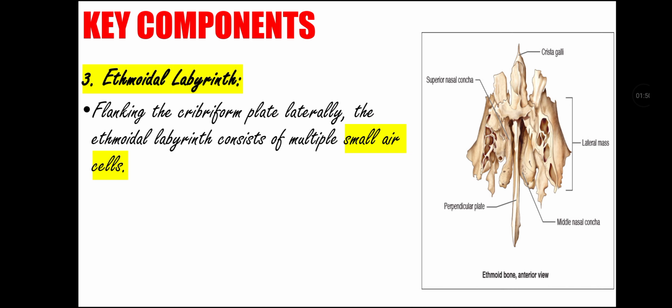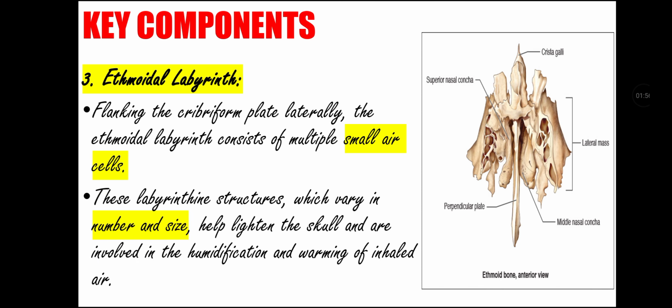Next component is ethmoidal labyrinth, that is flanking the cribriform plate laterally. The ethmoidal labyrinth consists of multiple small air cells that are also called lateral masses. These labyrinthine structures vary in number and size, help lighten the skull, and are involved in humidification and warming of inhaled air.